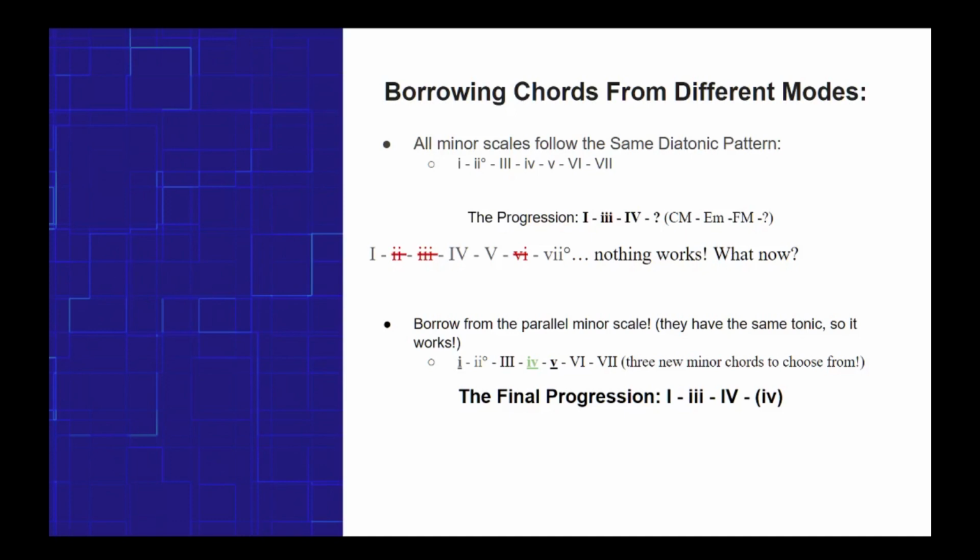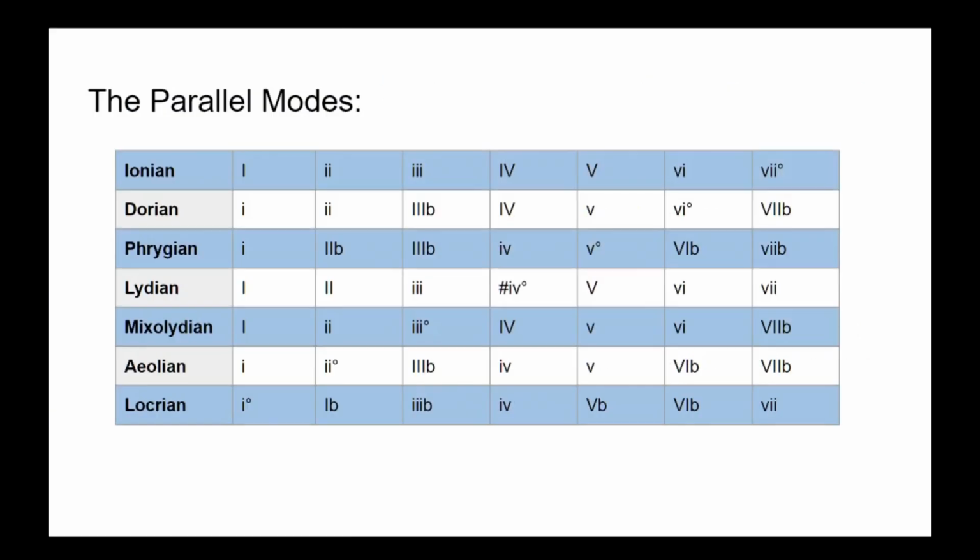And you love it! The progression now feels exactly how you wanted it to feel, and all because you understood how to borrow chords from different scales. Following this premise, you can borrow chords from any of the parallel modes that you're working with. So at any given time, you have 6 parallel modes that you can borrow from.